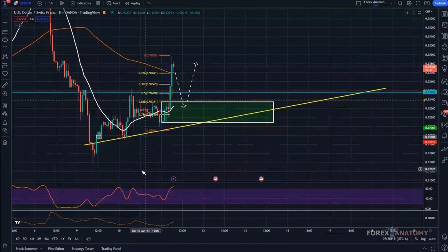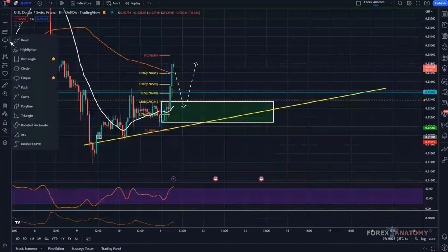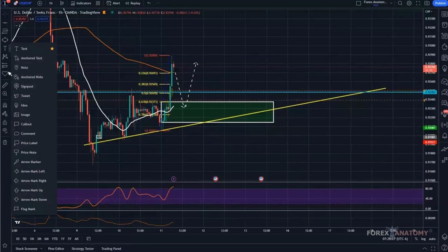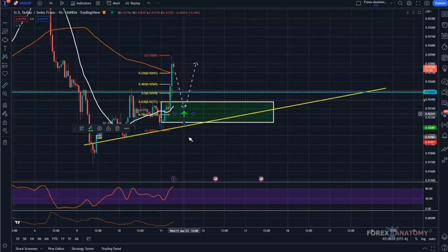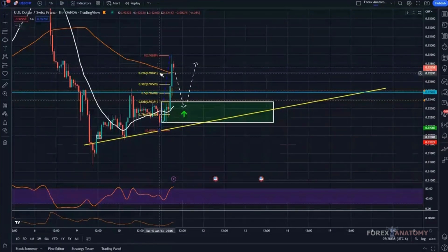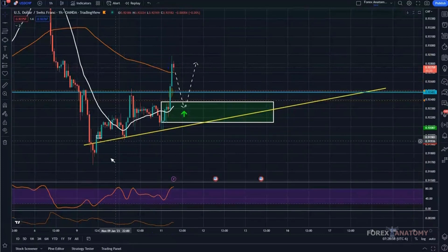But yeah, this is the US dollar Swiss franc, and we're currently looking at the 1 hour chart. We're waiting for this pullback. And let me add this up arrow to let you know that we'll be looking for longs. We'll be looking for an opportunity to go long and to buy this particular pair or setup.